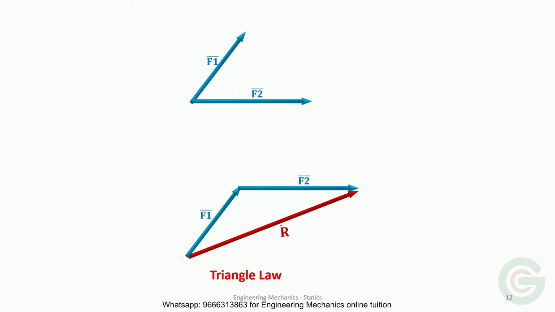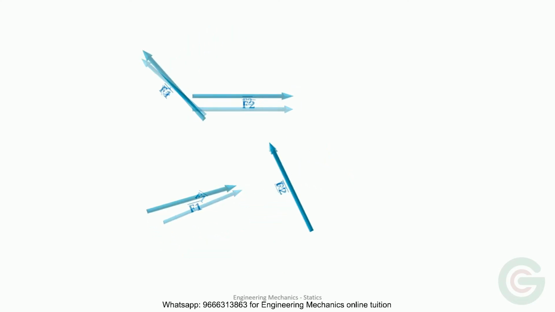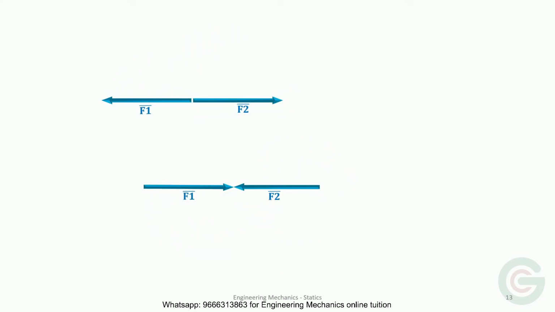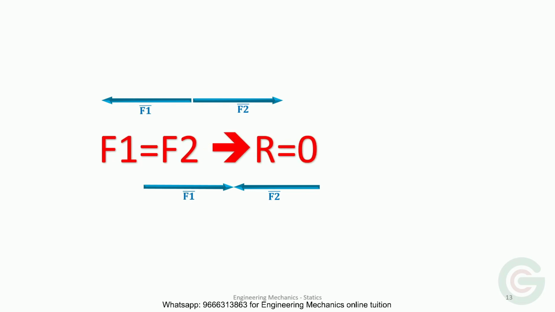So now these two forces are not in equilibrium and they have a resultant. What if the forces are in equilibrium? How do the forces look in that condition? This is how they will be. Forces will be equal in magnitude and directed opposite to each other, and their resultant will be equal to 0.